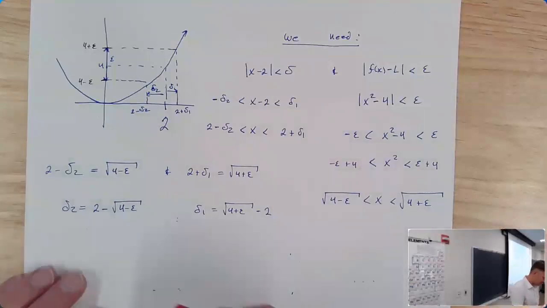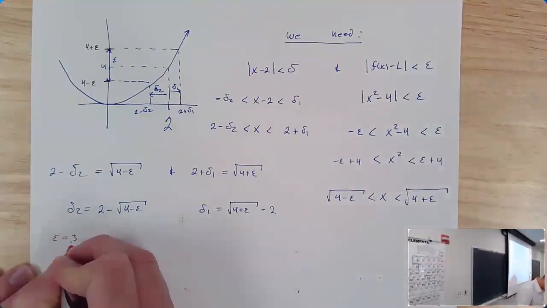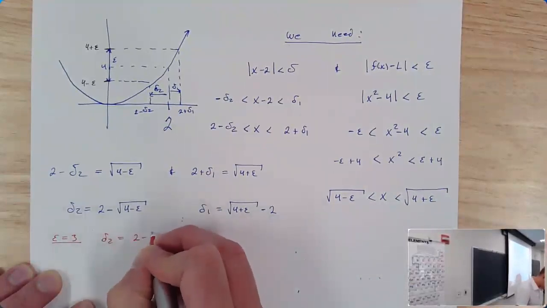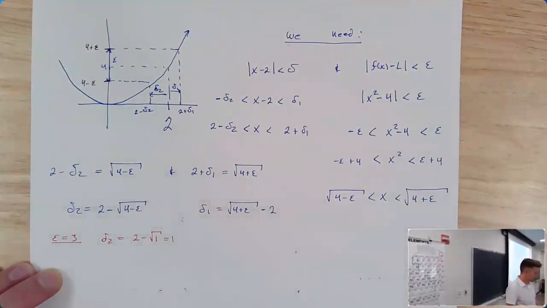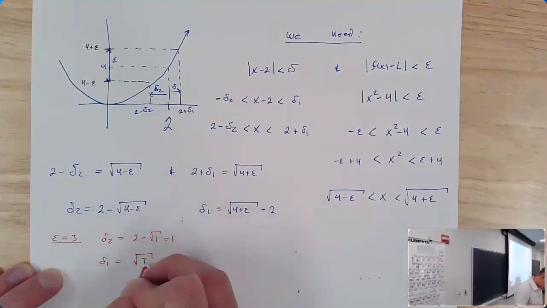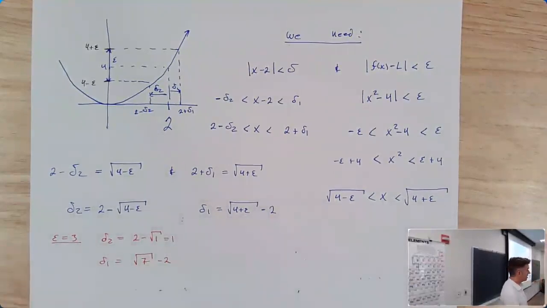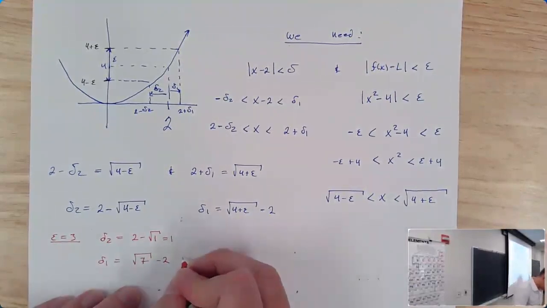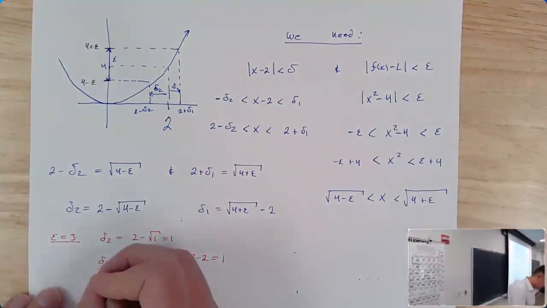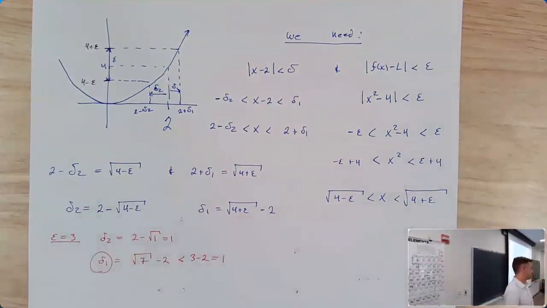So if we pick epsilon equal to 3, delta 2 would be equal to 2 minus the square root of 1, which is 1. And delta 1 would equal the square root of 7 minus 2. The square root of 7 is less than 3, because it's less than the square root of 9. So that is definitely less than 3 minus 2, which is 1. So this is the smaller one because it's smaller than 1. And that should work for any choice of epsilon you pick that's positive.